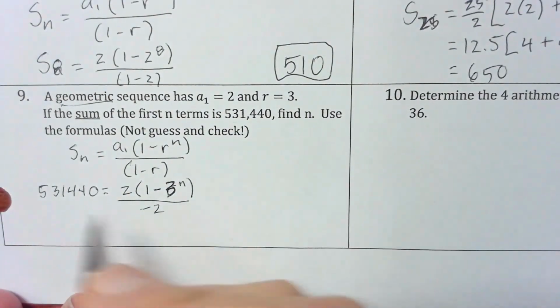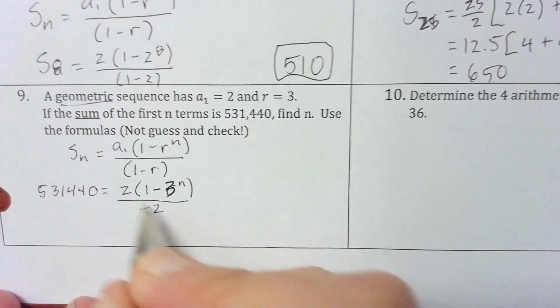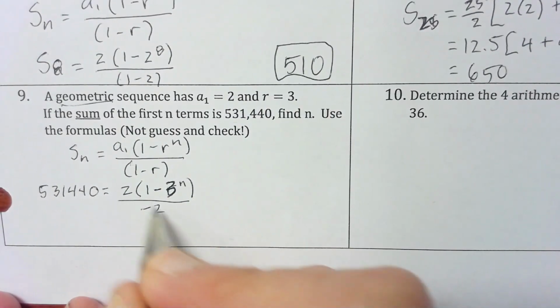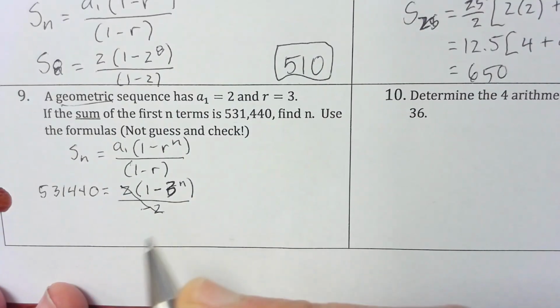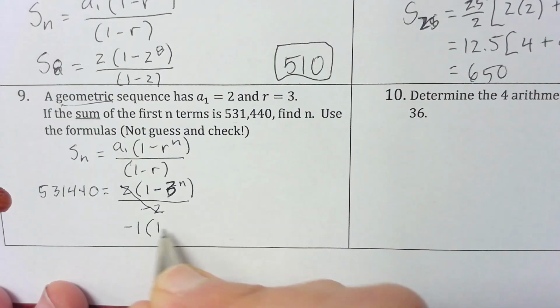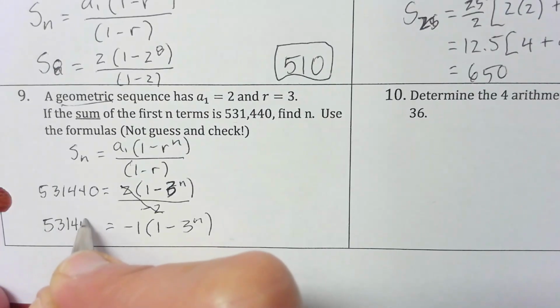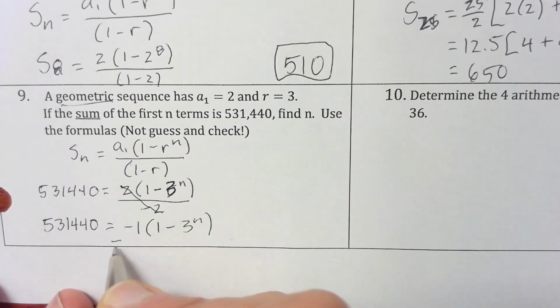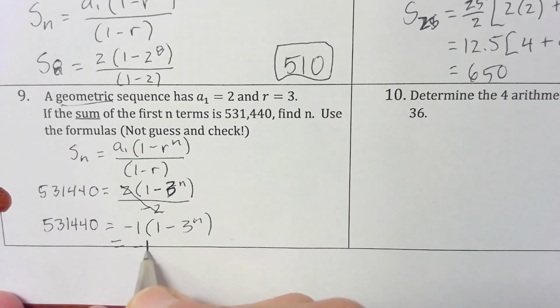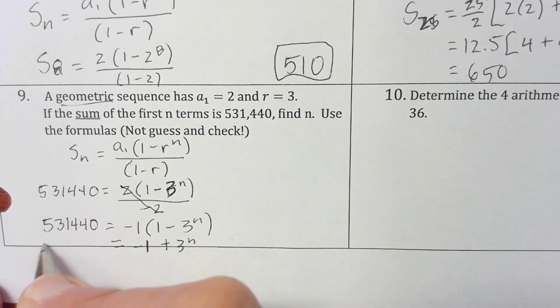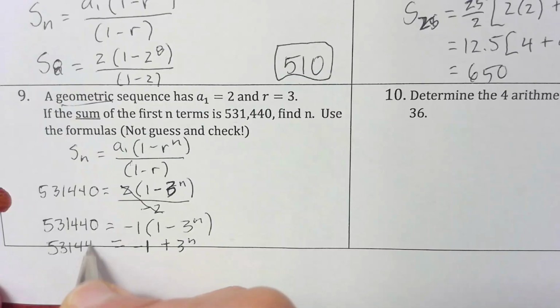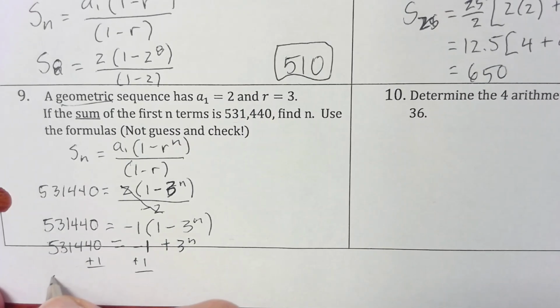Okay, so next I'm going to have to solve for n. So I'm dividing 2 over negative 2, so that becomes negative 1. These will kind of cancel and simplify. Negative 1 times 1 minus 3 to the n equals this number. I'm limited on space here. Distribute. We're just trying to get n. Negative 1 plus 3 to the n. Trying to get n by itself. So I'm going to add 1 to both sides. 531,441 equals 3 to the n power.